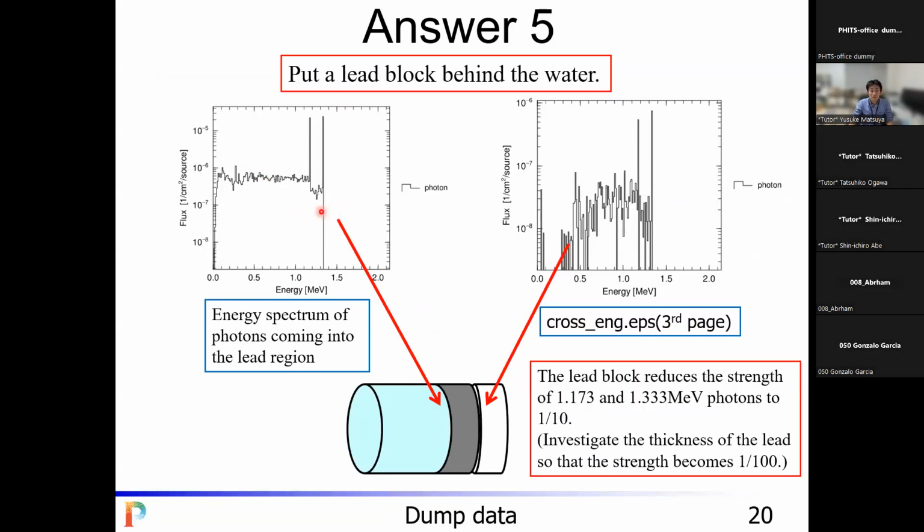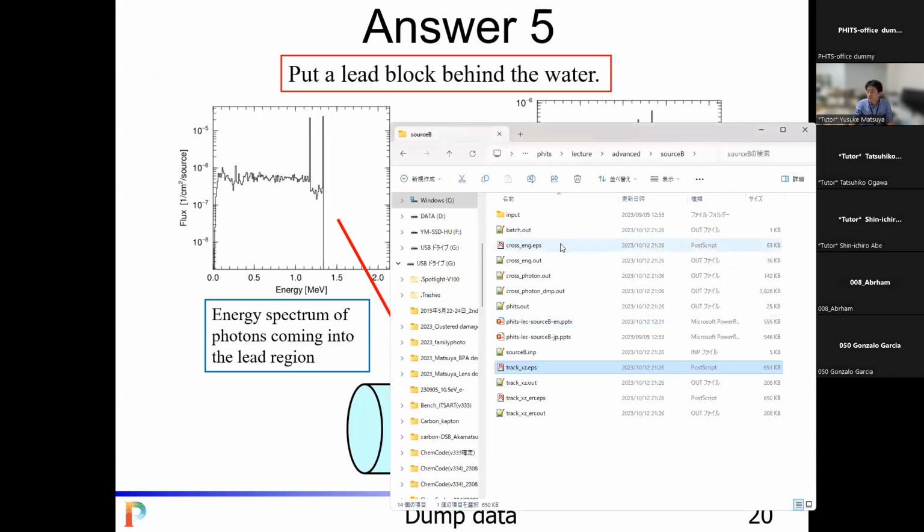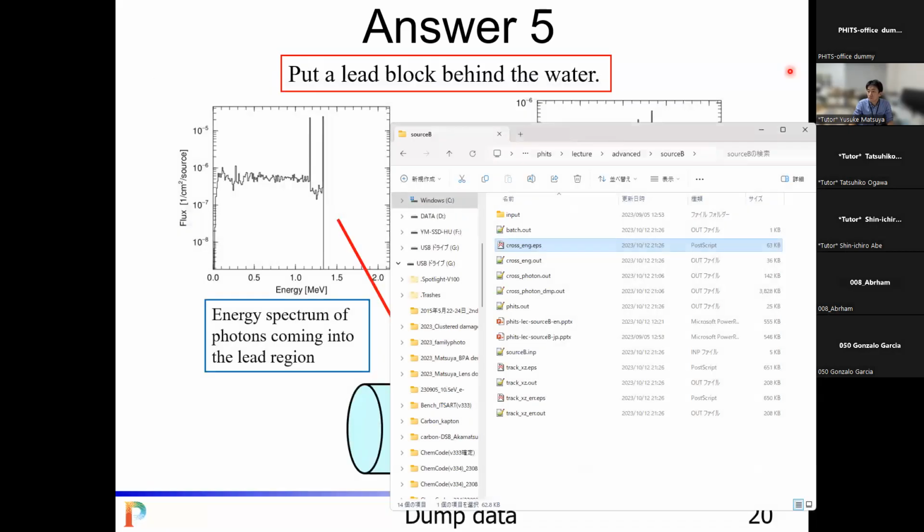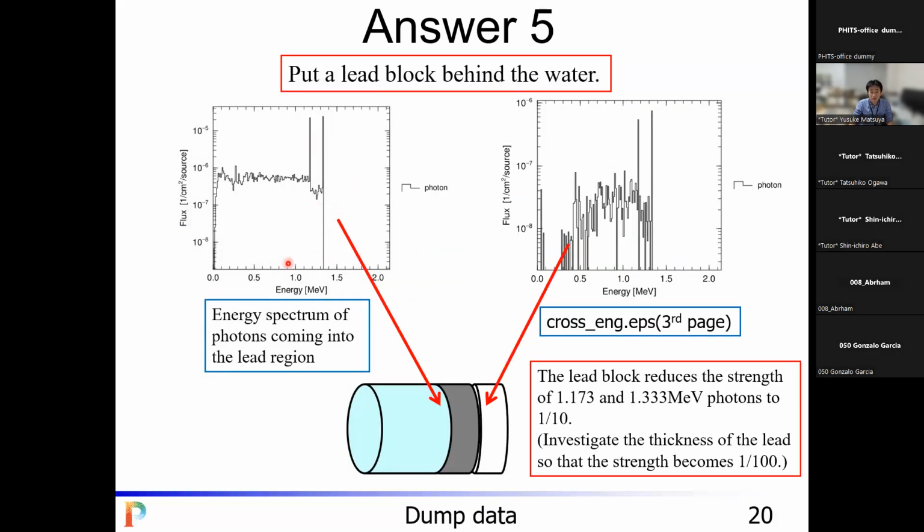And please, in the same manner, open the output file named cross underbar eng.eps file and go to the third page. The left figure depicts the energy spectrum of photons coming into the lead region we initially obtained in this lecture. The right figure is a spectrum after the lead shielding. From the right figure, the lead block should reduce the intensity of cobalt-60 gamma rays to approximately 1/10.